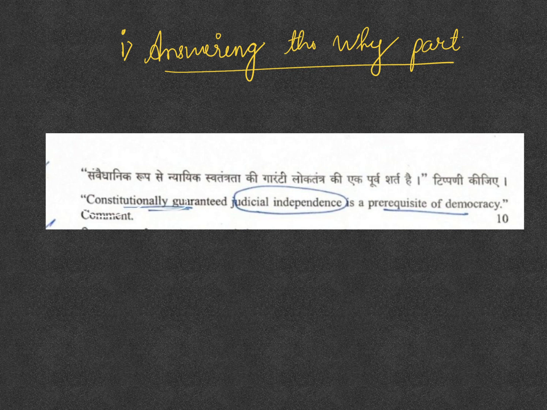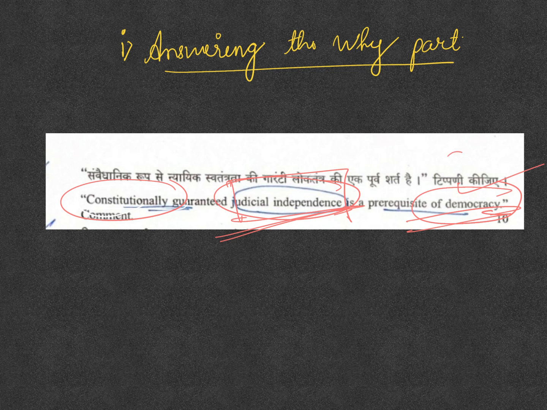In this, constitution can also be a keyword, judicial independence can also be a keyword, and democracy can also be a keyword. Suppose an aspirant starts the introduction by talking about democracy. Do you think that is a relevant introduction to this question? I don't think so. It's not a relevant introduction because the most important keyword of this question is judicial independence. So your introduction should not be on democracy, but it should be on judicial independence. So whenever you read the question, you make sure that you underline the most important keyword, which should form a part of your introduction.